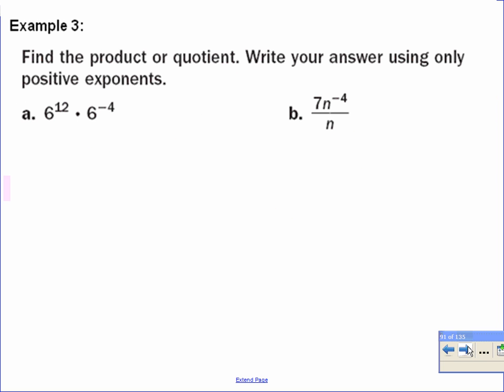Okay, example 3, letter A, it says find the product or quotient. Write your answer using only positive exponents. Very first thing on letter A I want you guys to do is put a 1 on the bottom. Move any negative exponents to the denominator. So 6 to the negative 4th gets moved to the denominator. We have 6 to the 12th over 6 to the 4th.